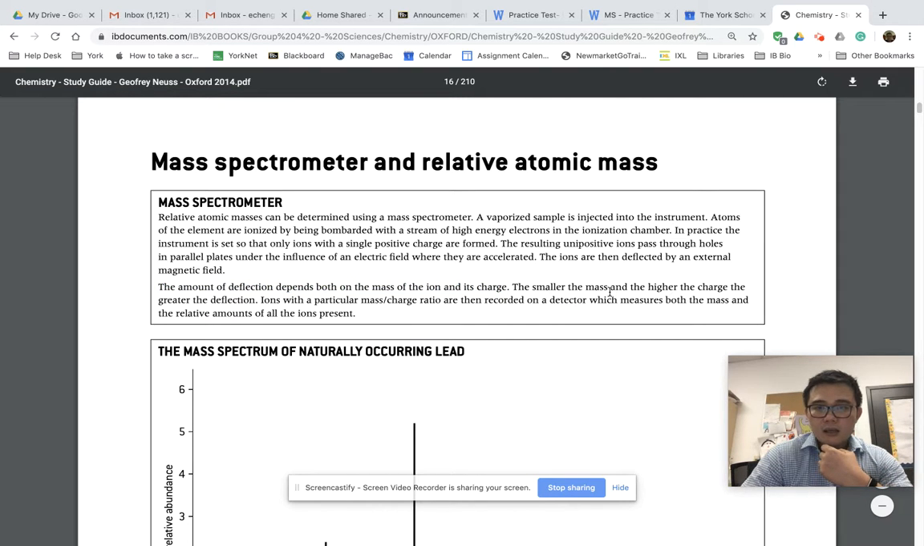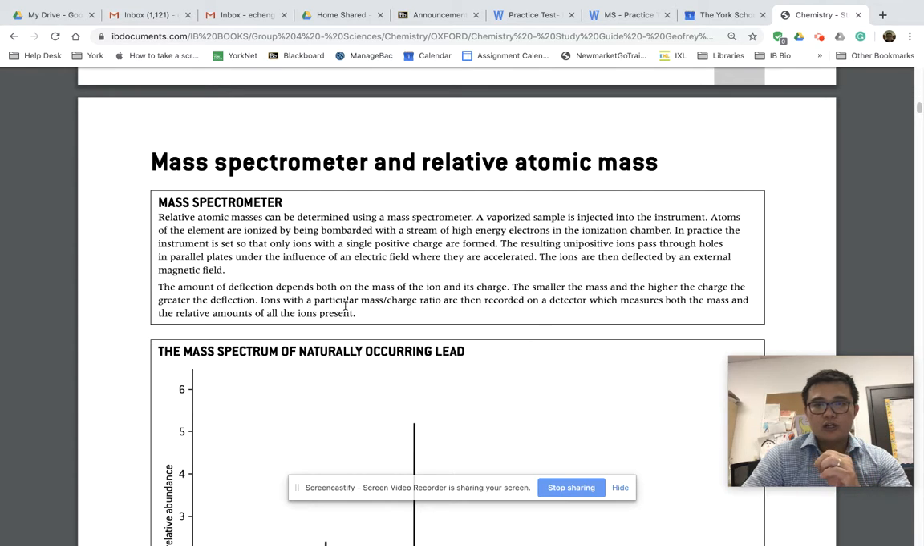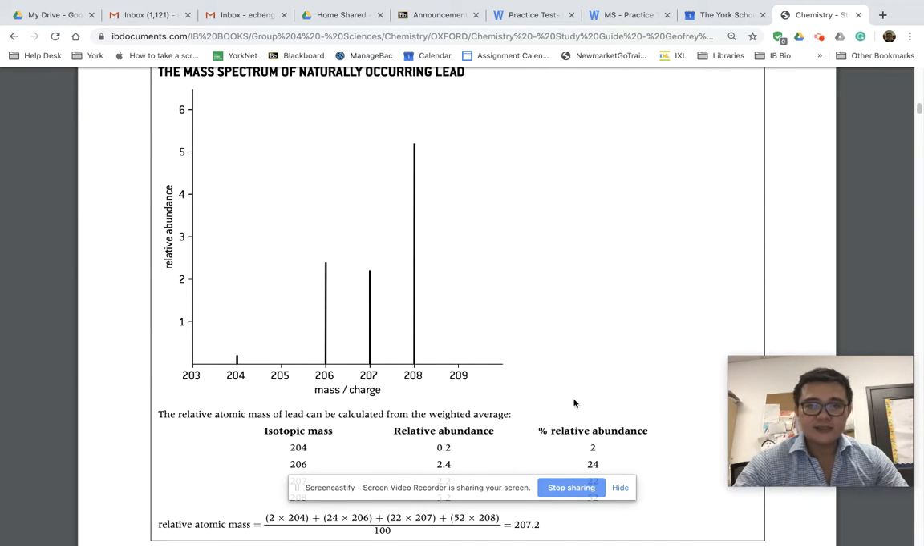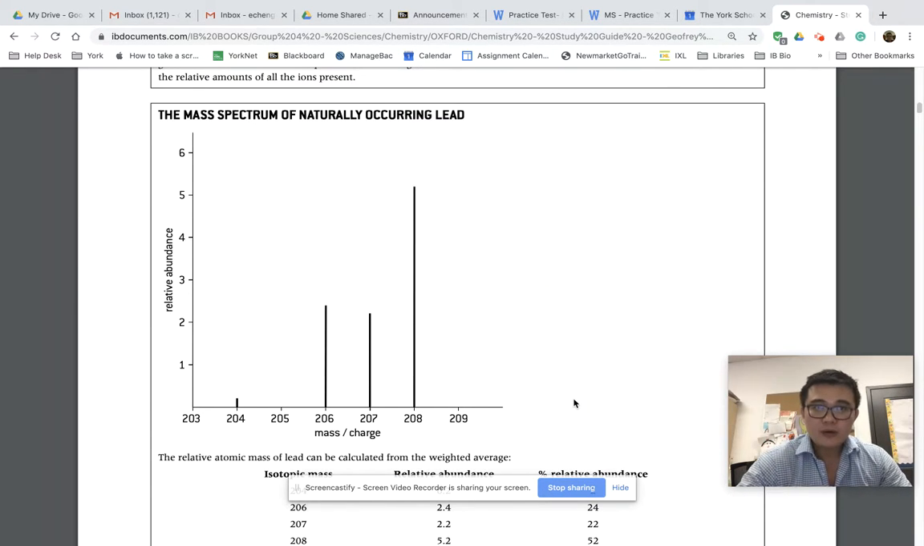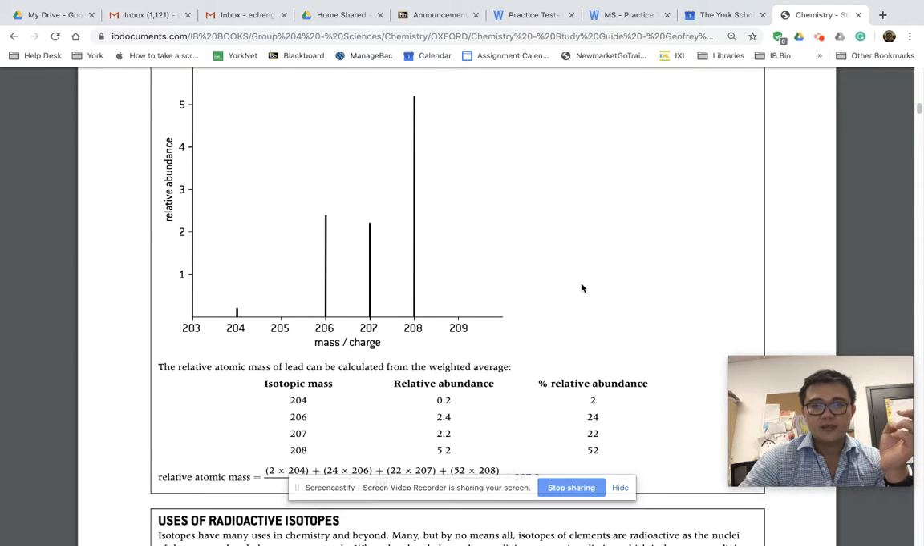So the smaller the mass and the higher the charge, the more they're deflected. The larger the mass and the smaller the charge, the less they will be deflected. Oh yeah, the detecting part is here. So here's an example. Remember I talked about it in class, where you can have two kinds of readout. One type is relative abundance here. So it doesn't really talk about percentages. It just says that for that particular sample, here's the ratio between them.